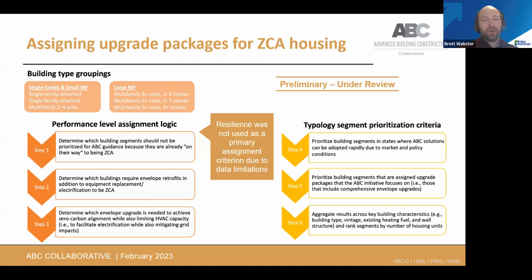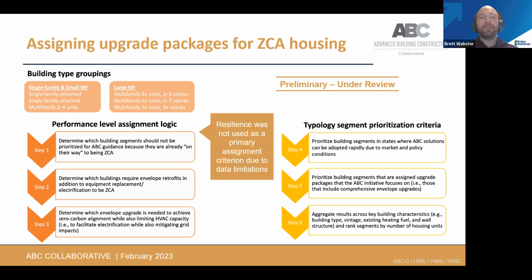We then determined which buildings required an envelope retrofit in order to achieve zero carbon alignment, and which could just use an equipment replacement. And then we determined, if a building did need an envelope retrofit, how aggressive that envelope retrofit needs to be, while considering things like limiting the resulting HVAC system capacities to both reduce upfront costs and also mitigate impacts on the electric grid.